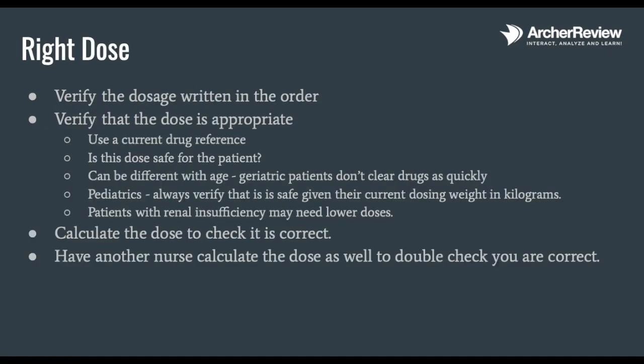Our third right is the right dose. You need to verify the dosage written in the order, and then you need to make sure that that dosage is actually appropriate for your patient. So find a current drug reference, find the safe dosage range. Remember, this can be different with age. Geriatric patients don't clear drugs quite as quickly, so they may need a smaller dosage. And same thing with pediatrics.